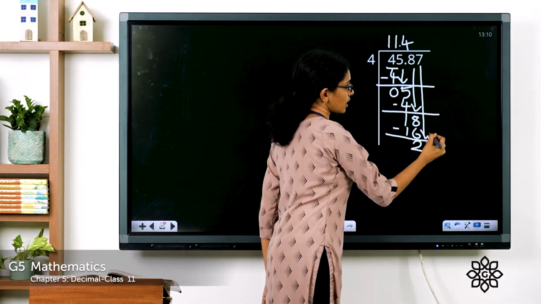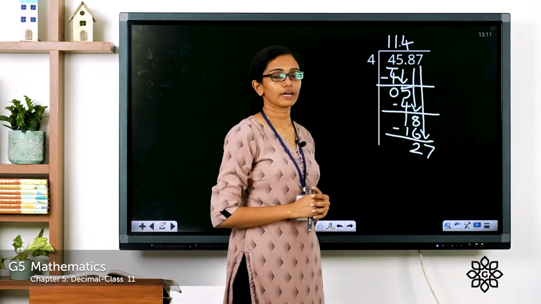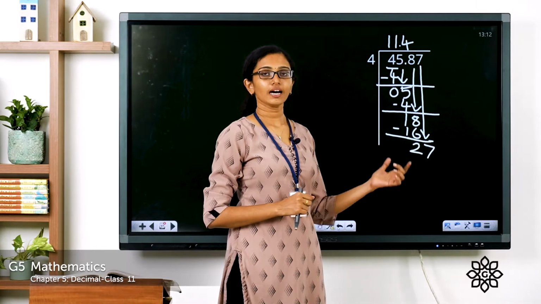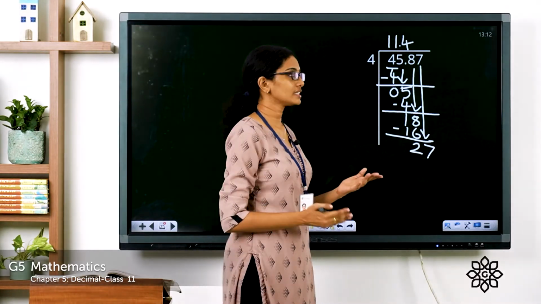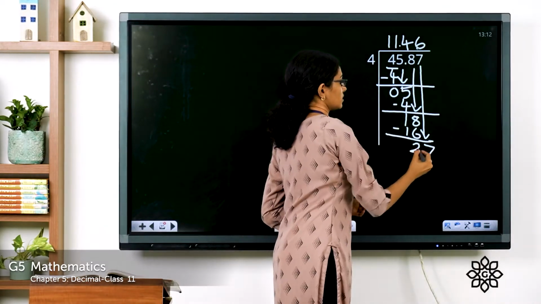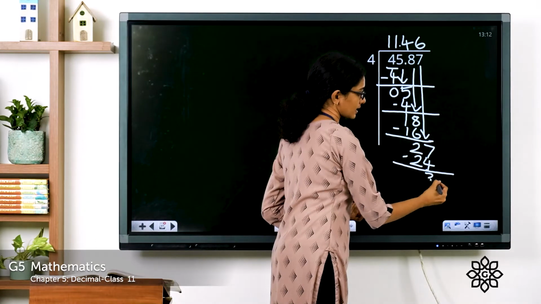Bringing the next digit down, you have 27 here now. Let's divide 27 by 4. 4 6s are 24, but 4 7s are 28. So, let's take 4 6s. Here we have 24. Subtracting the numbers, we get 3 here.